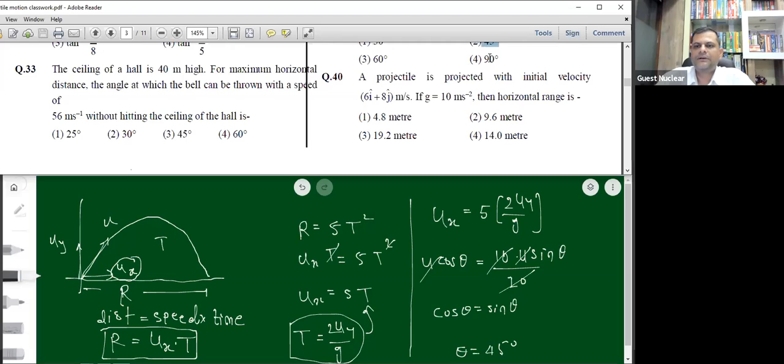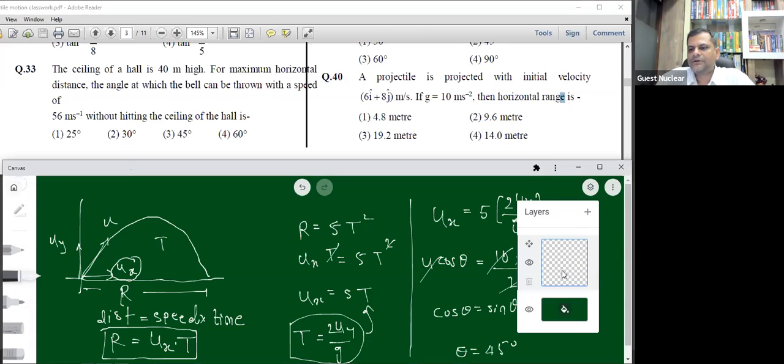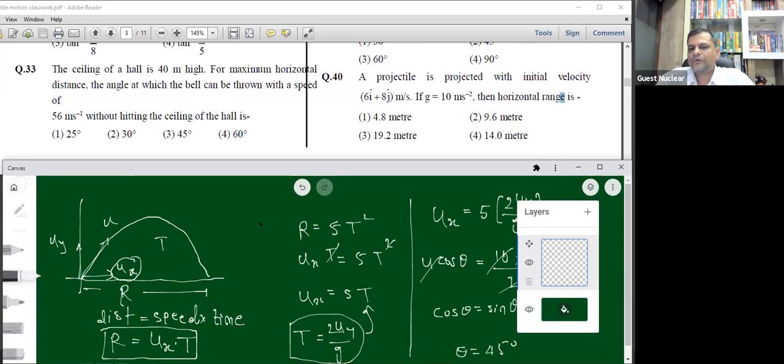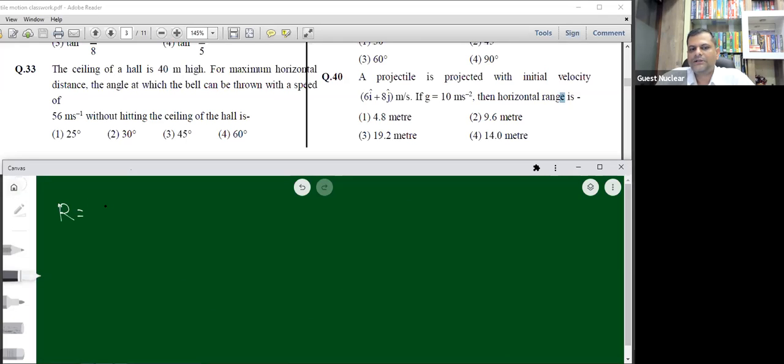Just try to do this 40. A projectile is projected with the initial velocity 6 i bar plus 8 j bar. Then its horizontal range is, देखो यहाँ पे हमको ये वाला फॉर्मूला यूज करना पड़ेगा हॉरिजॉन्टल रेंज का, जो मैंने लिख के दिया था आपको ऑलरेडी। दो फॉर्मूले लिख के दिए थे हॉरिजॉन्टल रेंज के, याद है? तो उसमें से दूसरा वाला जो था तो वो इस तरह से था 2 ux uy upon g.